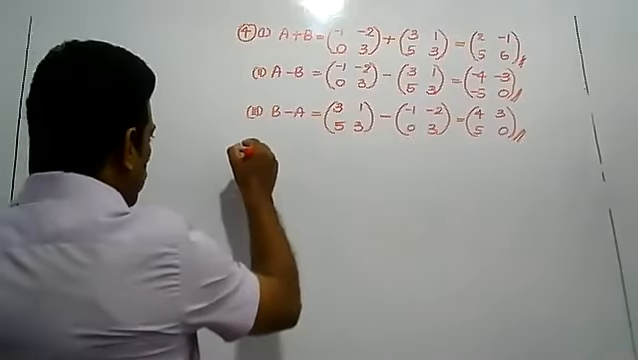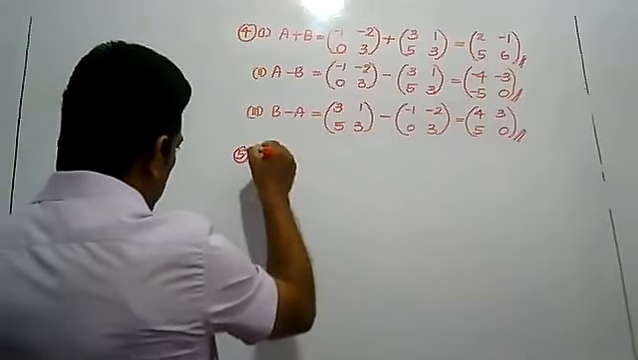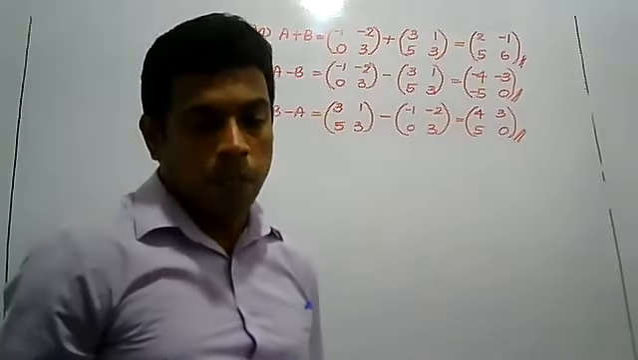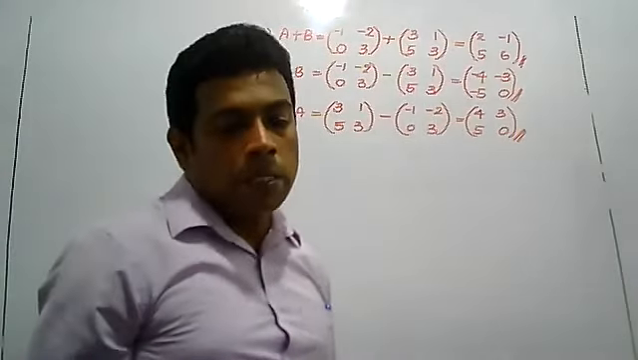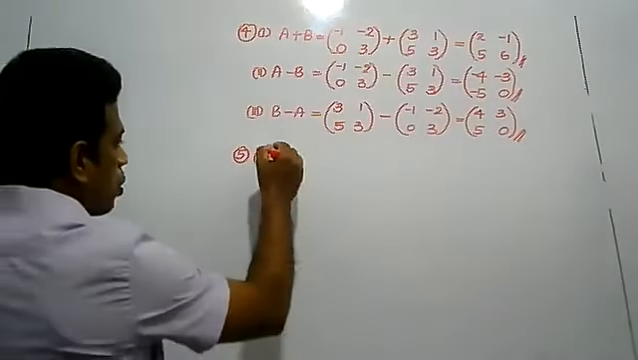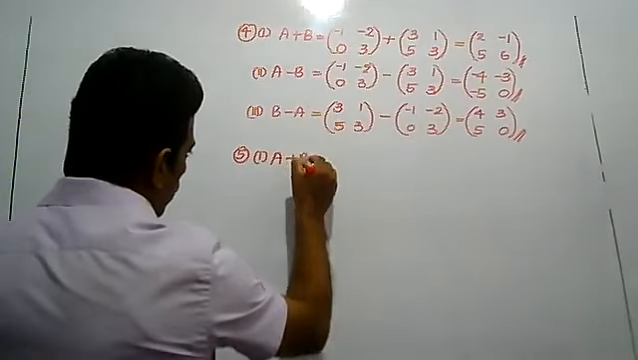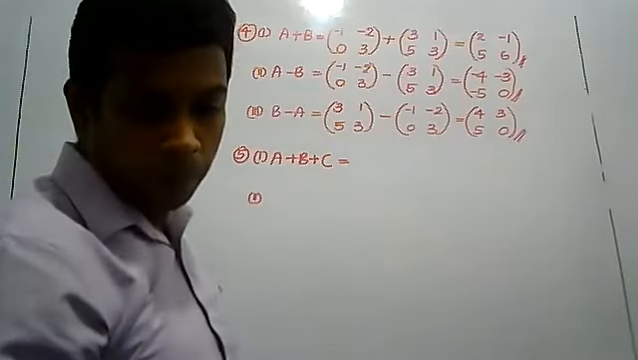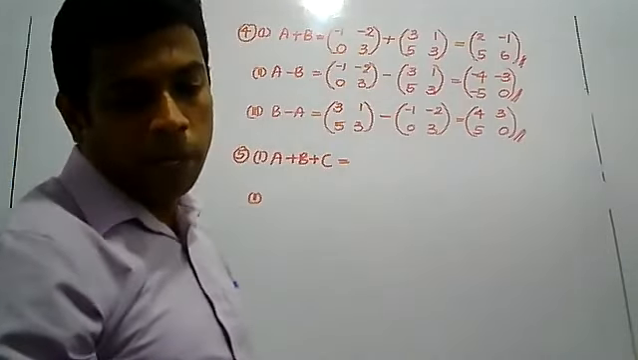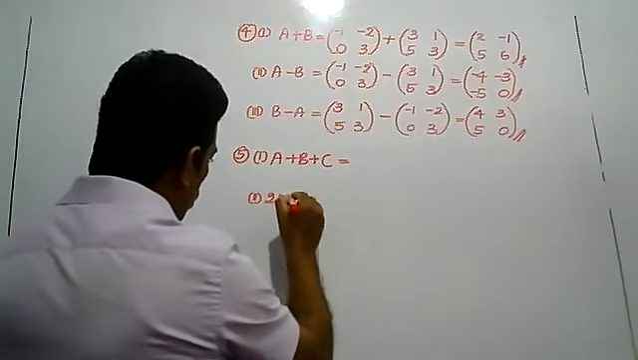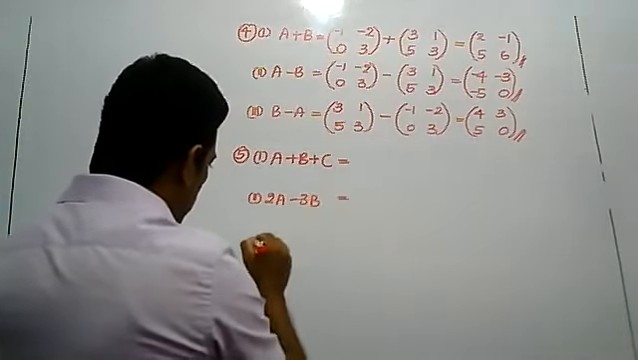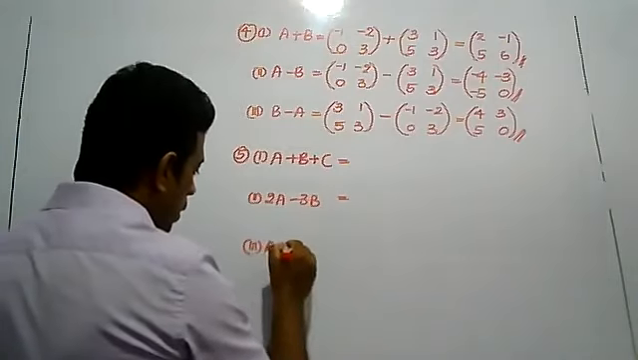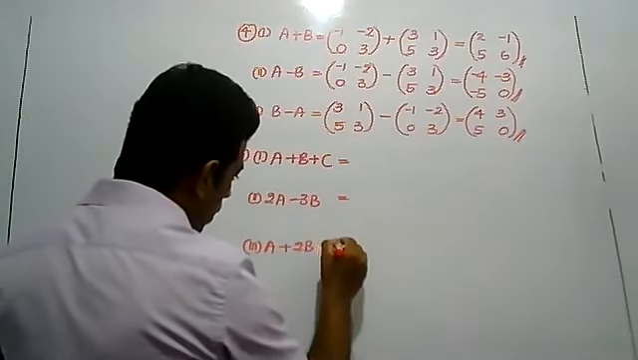Question number 5, first part. We want to find A plus B plus C. Three matrices should be added. First part, A plus B plus C. Second part, 2A minus 3B. Third part, A plus 2B minus 3C. Complete, then check.